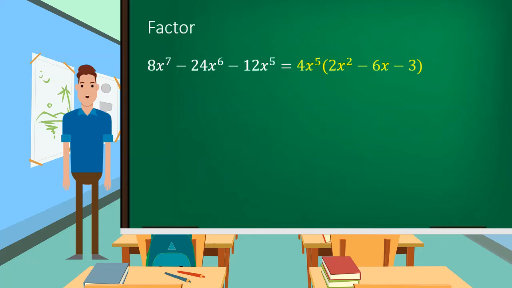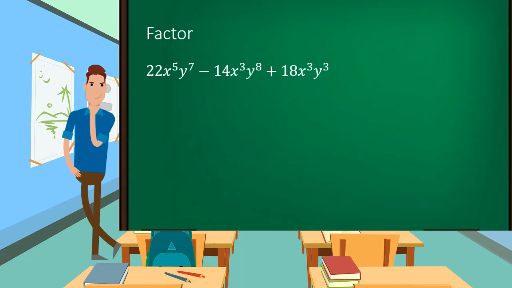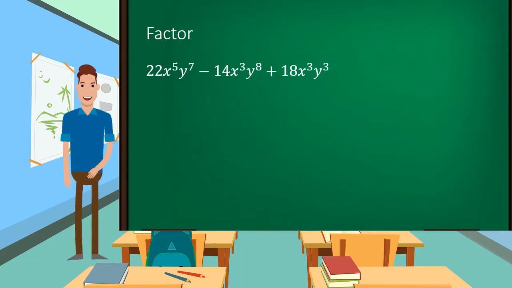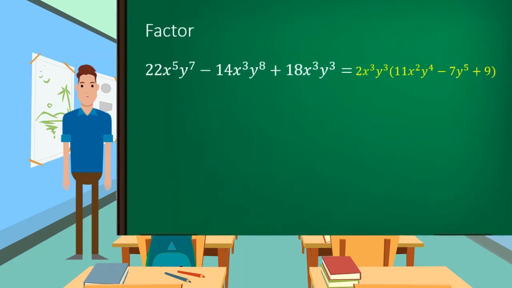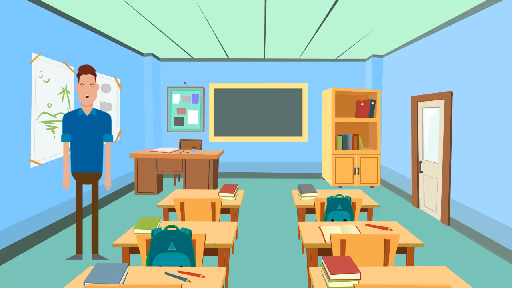For the last example, factor 22x^5y^7 minus 14x^3y^8 plus 18x^3y^3. Are you ready with your answer? The right answer is 2x^3y^3 times (11x^2y^4 minus 7y^5 plus 9). Good job. I hope you learned something new today.